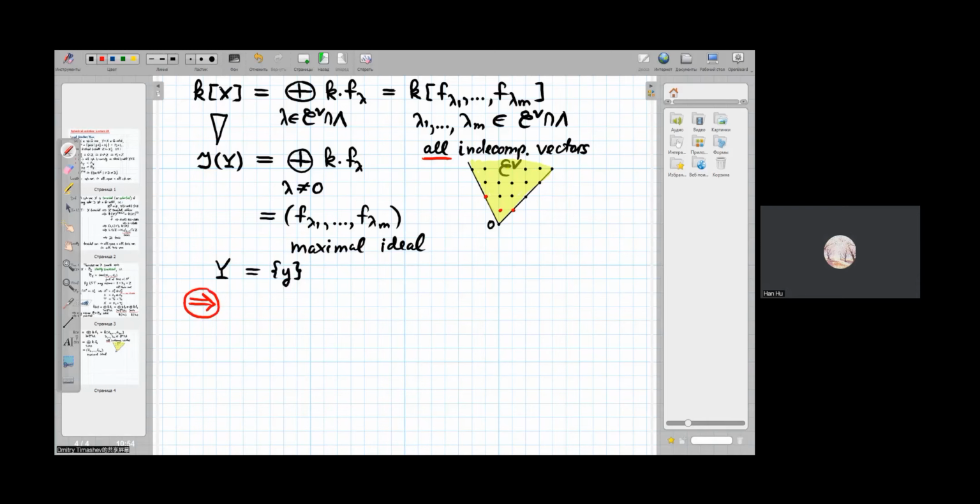Suppose that X is smooth. We want to prove that the cone is strictly simplicial. So let's consider this fixed point y, and let's consider the Zariski tangent space at this point. Actually, we are interested in the dual space, the cotangent space. As we know from algebraic geometry, this cotangent space is identified with the quotient space of this ideal I modulo its square.